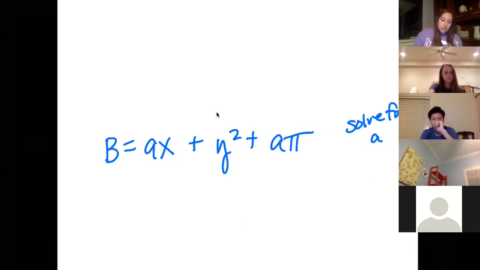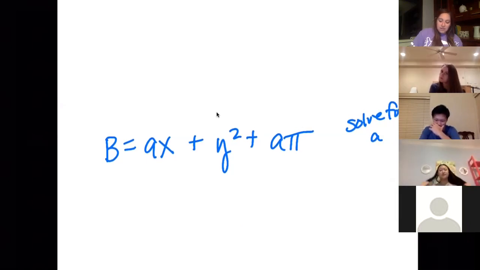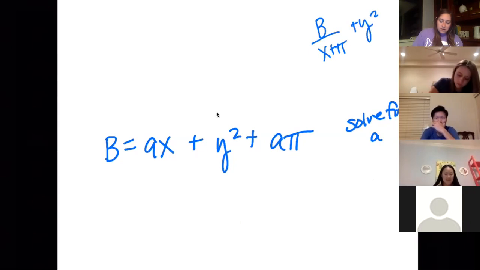Okay, so for this one, can I try my answer? Well, I don't know if your answer's right because I haven't done it yet. I got B, I'm going to write it out to the side. Tell me what you got and we'll see if it's right. B over x plus pi plus y squared. Like that? Okay, let's see if you're right.